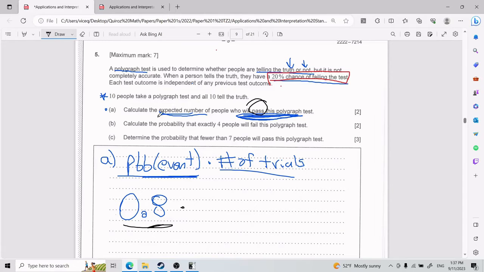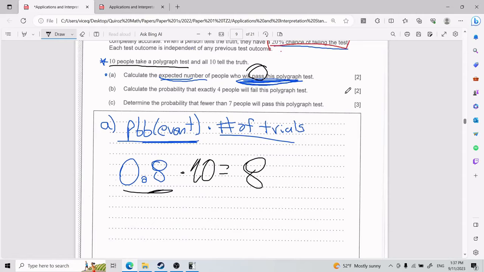Times the number of trials. Well, expected number of people, ¿cierto? Number of trials. How many people took the test? 10 people take a polygraph test. 0.8 times 10 is going to give you 8. So the expected number of people who will pass this polygraph test is 8.